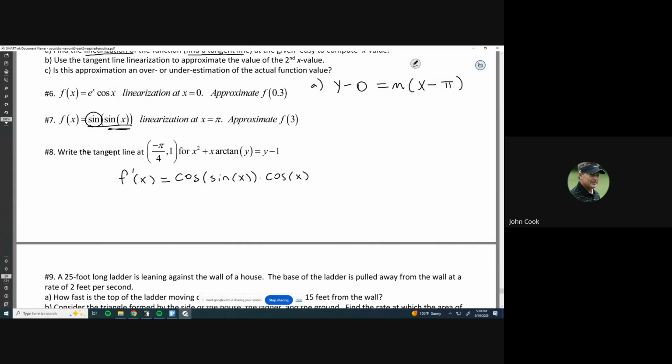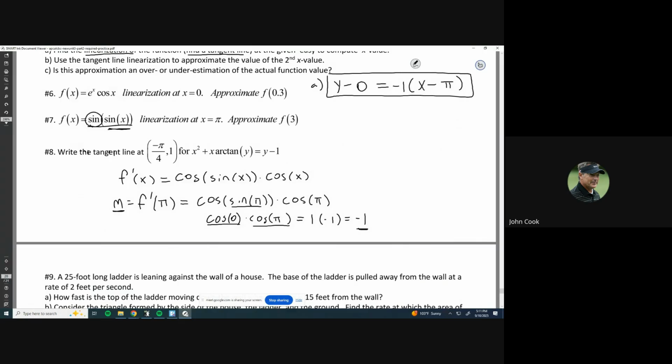Okay, so now to find the slope of the tangent line, m, that's going to be equal to the derivative when our x value is plugged in, so pi. So we've got the cosine of the sine of pi, and then times the cosine of pi. Well, sine of pi is 0, so I get cosine of 0 times the cosine of pi. The cosine of 0 is equal to 1. The cosine of pi is equal to -1. And we multiply those together, we get -1. So our slope m is equal to -1. So I'll plug that in there, and that gives us our tangent line approximation for this.